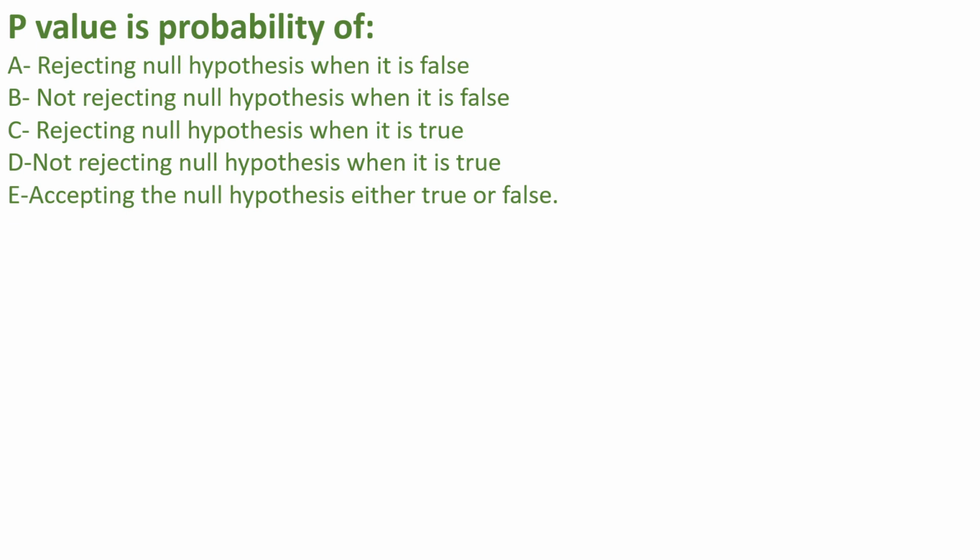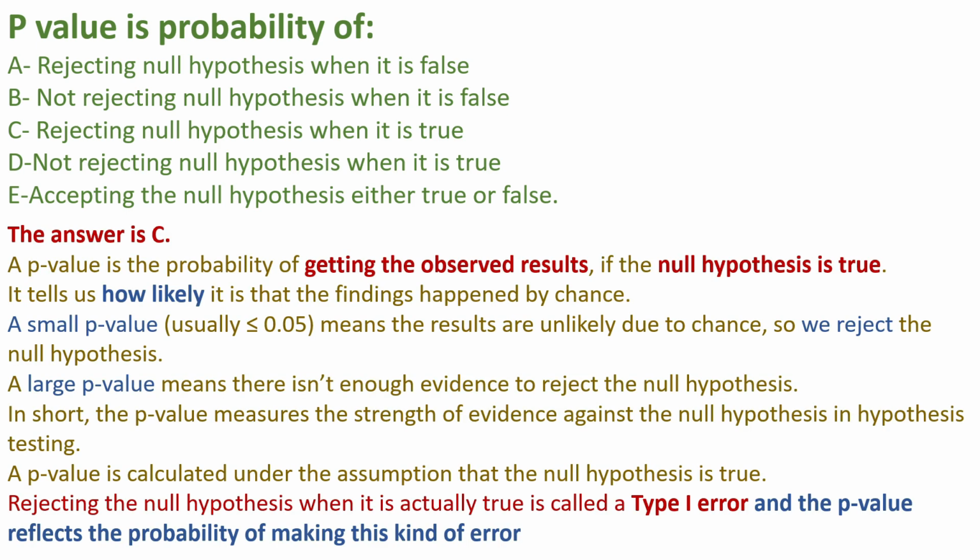The answer is C. A p-value is the probability of getting the observed results if the null hypothesis is true. It tells us how likely it is that the findings happened by chance. A small p-value, usually less than 0.05, means the results are unlikely due to chance, so we reject the null hypothesis. A large p-value means there isn't enough evidence to reject the null hypothesis. In short, the p-value measures the strength of evidence against the null hypothesis in hypothesis testing.